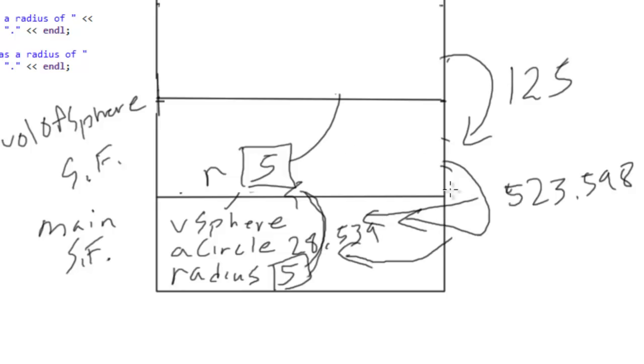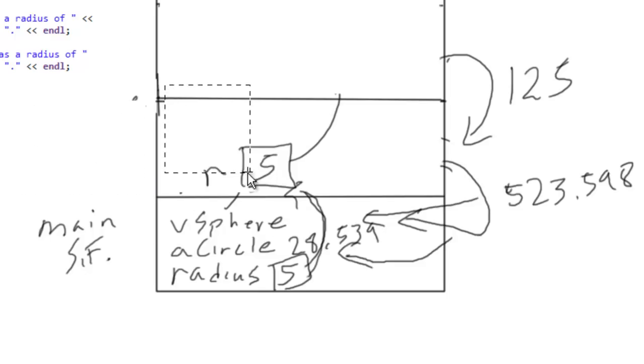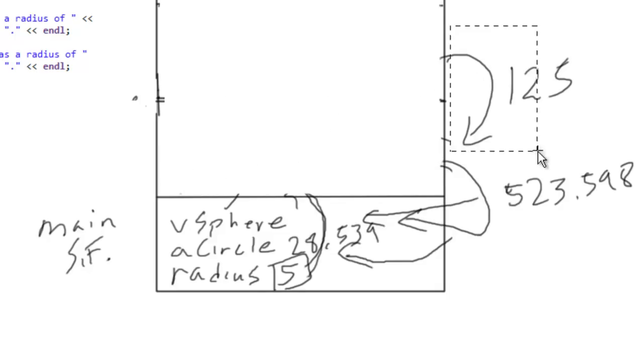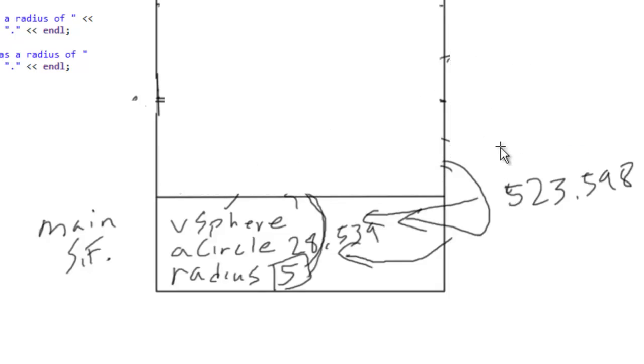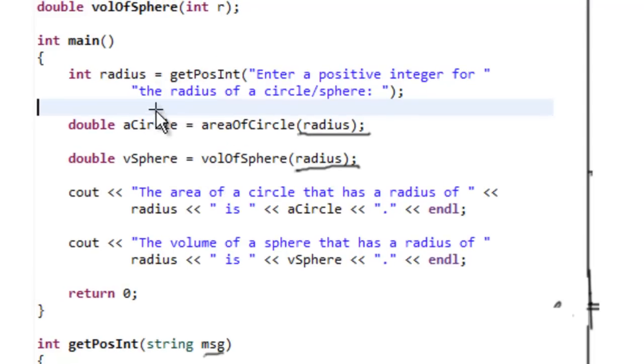So as soon as that value is returned, we get this stack frame being popped off or being removed from the call stack. So I'm going to go ahead and represent that being removed from our call stack. Okay, maybe clean this up a little bit. So that 523 is being returned here to main. And at that point in time, we have the radius, area circle, and vol sphere. And at this point in time, we can just simply do these output statements using cout.